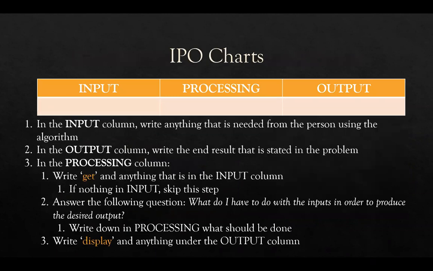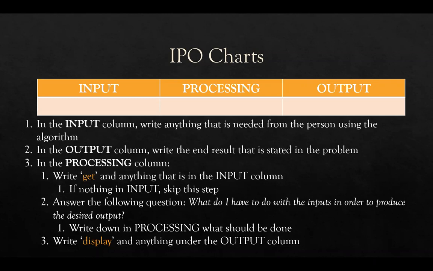So back to the task at hand. The use of IPO charts to help us better understand the problem. Now, a simple table is a typical way to create the IPO chart with the headings of the columns corresponding to the three areas we wish to capture. We will write the description of each component in plain English, not code or mathematical formula.